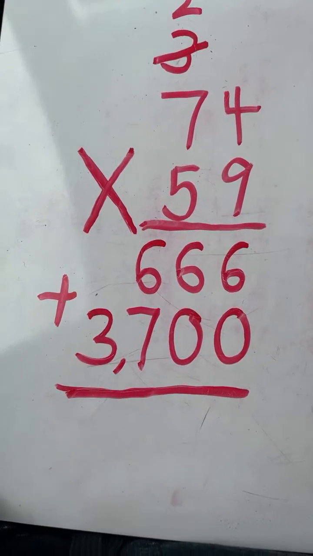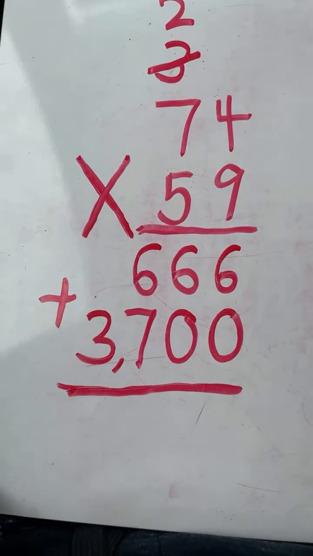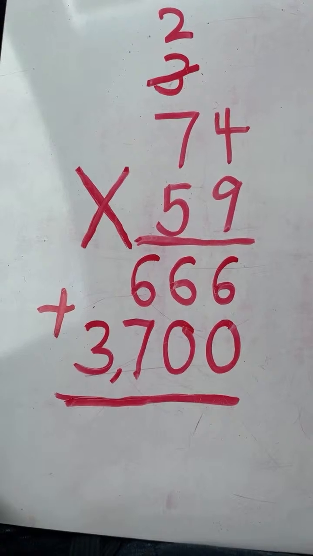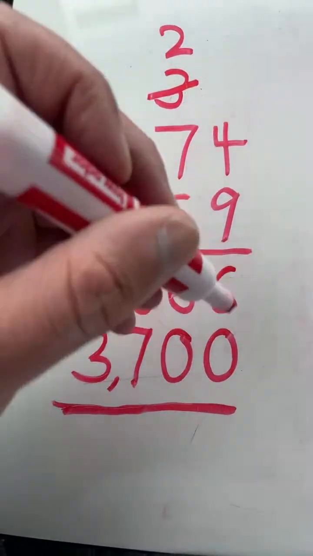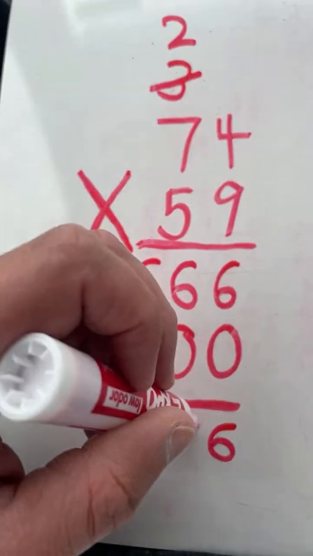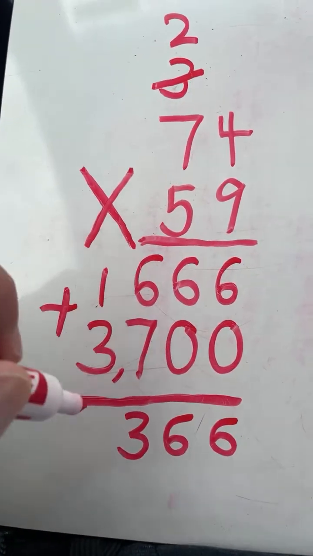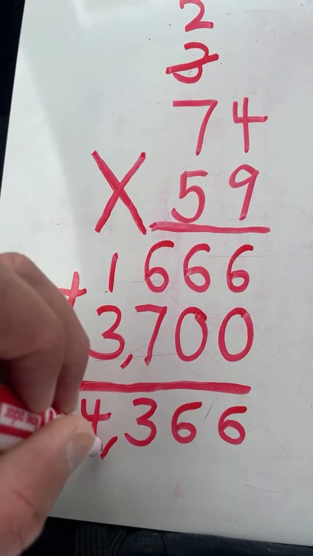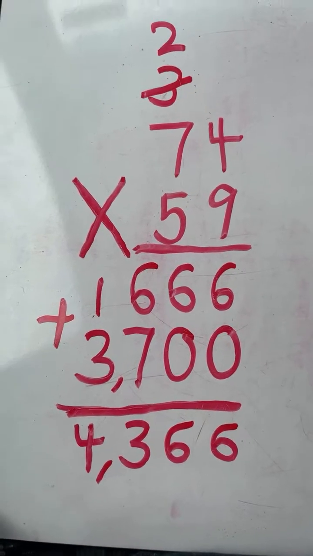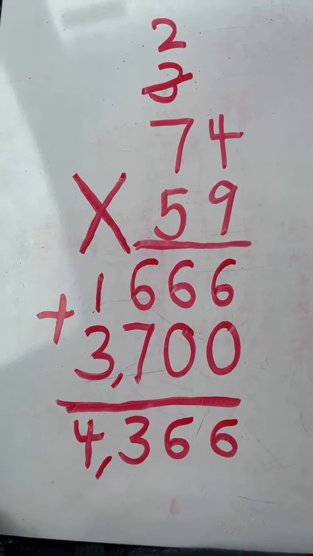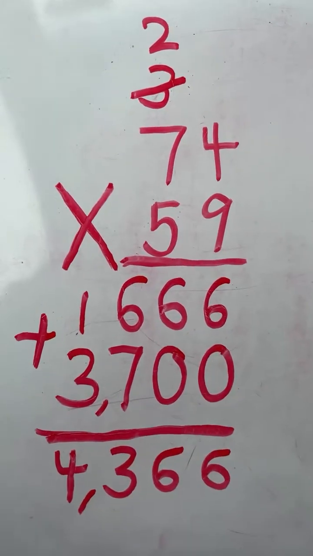All right, next, we're going to add these two numbers together, and we will have our final answer. So 6 plus 0 equals 6. 6 plus 0 equals 6. 6 plus 7 equals 13. 3, carry the 1. 1 plus 3 equals 4. And we have our final answer. 74 times 59 equals 4,366. All right, moving on to the next example problem.